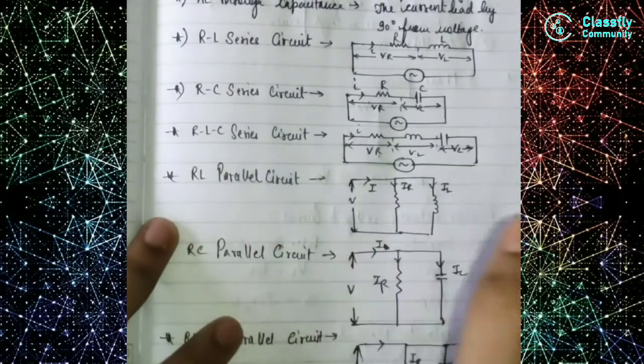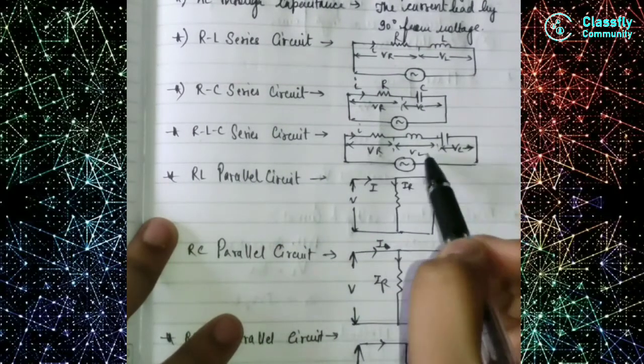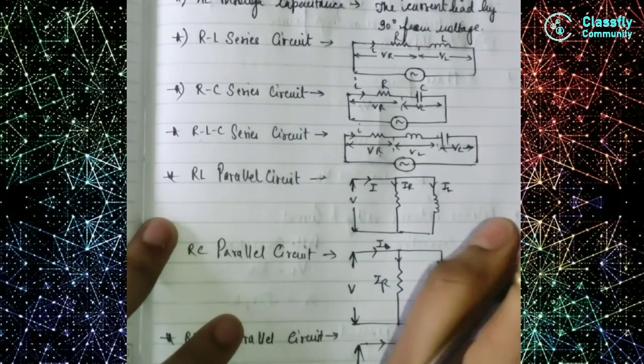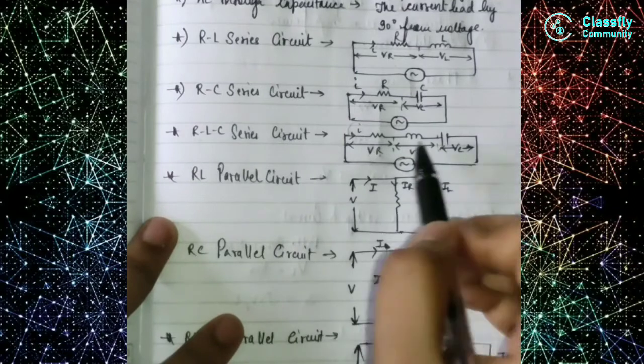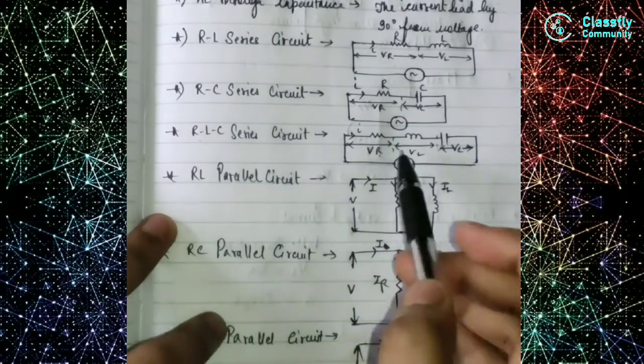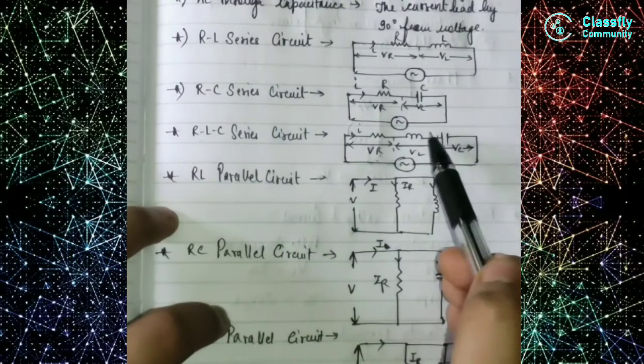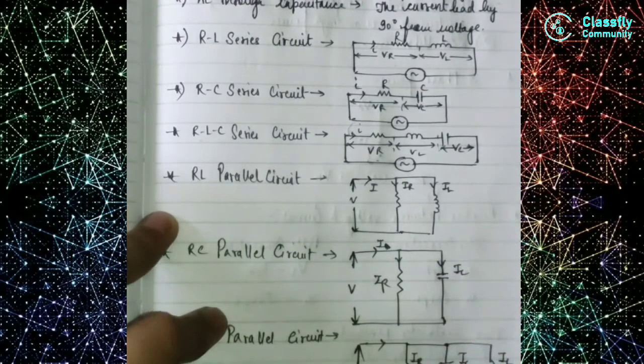RLC series circuit, here the resistance, inductance and the capacitance will be in the same series and the current will also be same for all these components, but the potential difference will differ. That means VR for resistance, VL for inductance and VC for capacitance.